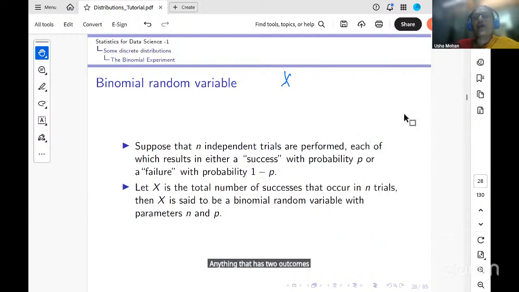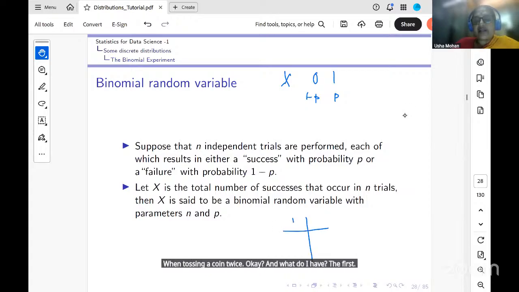So I'm talking about a head or tail, with probabilities 1 minus p and p. Now, I'm tossing a coin twice. What do I have? The first trial has two outcomes, which could be head or tail. The second again has head and tail. Suppose I'm tossing a coin thrice, it will again be head or tail.